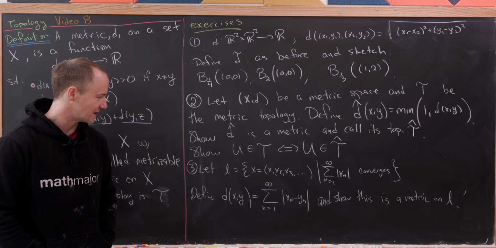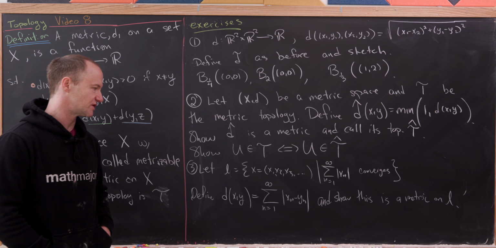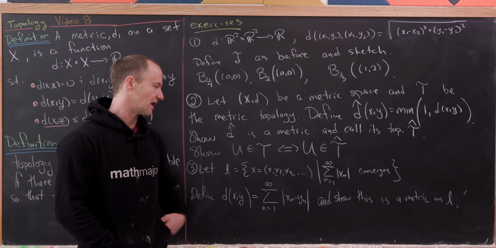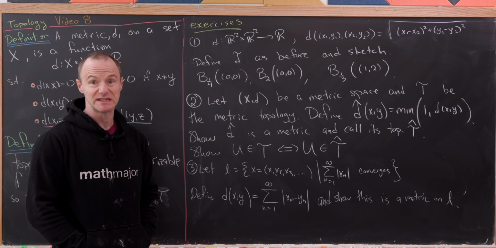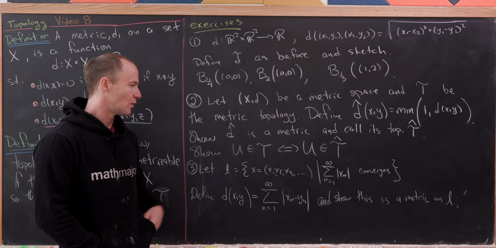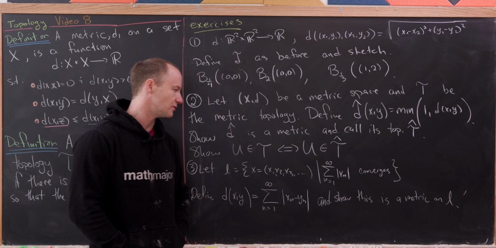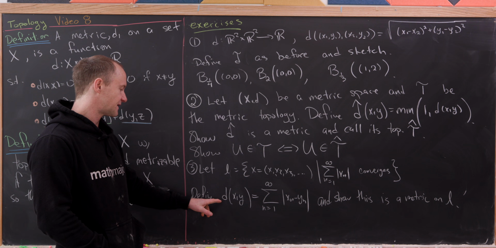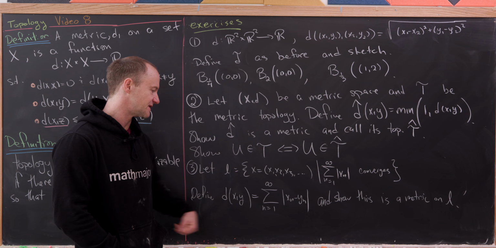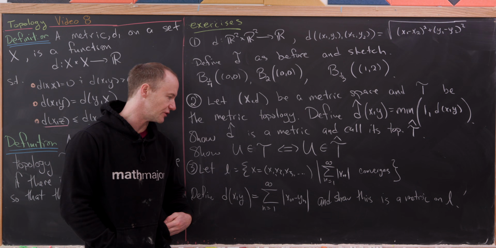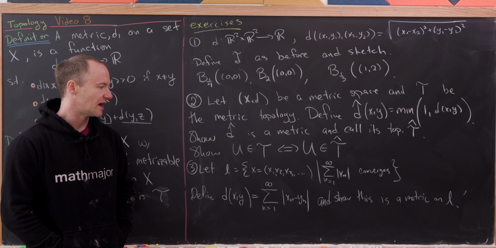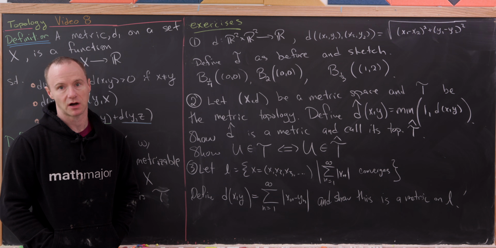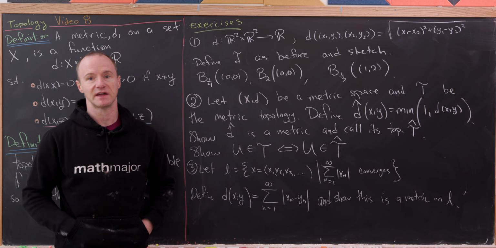Okay, then finally, let's say that this little l is going to be the set of, well, it's kind of a set of sequences of real numbers where the absolute value of their sum converges. Then let's define d of x y to be the sum as n goes from 1 to infinity of the absolute value of x n minus y n, and let's show that this is a metric on our set l. And that's a good place to stop.